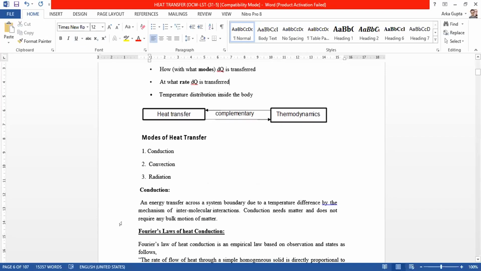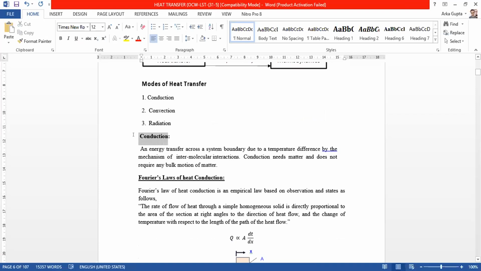Now, as we have already discussed, there are three modes of heat transfer: the first is conduction, the second is convection, and the third is radiation. Firstly, let us start with conduction in detail. It is the energy transfer across the system boundary due to temperature difference by the mechanism of intermolecular interactions. We know that a solid consists of molecules.